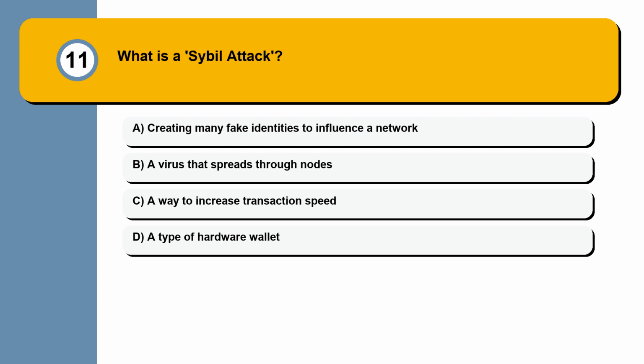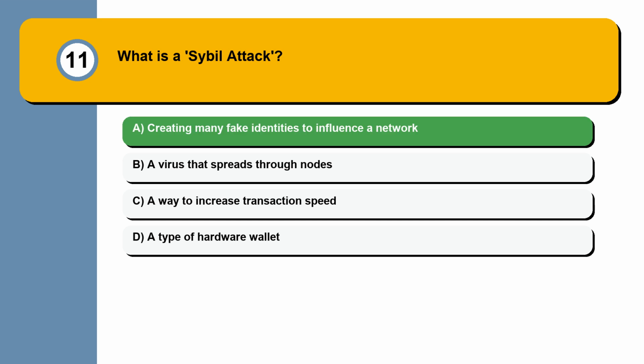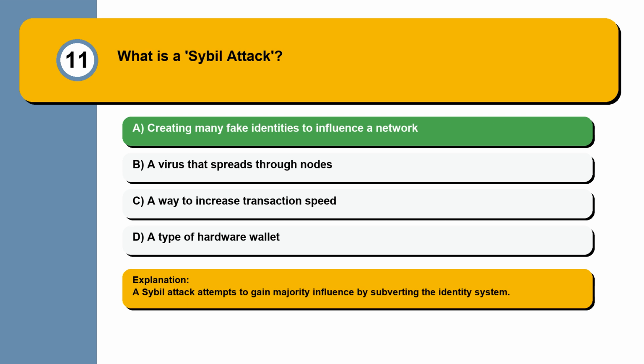Question 11. What is a Sybil attack? Creating many fake identities to influence a network. A virus that spreads through nodes. A way to increase transaction speed. A type of hardware wallet. A Sybil attack attempts to gain majority influence by subverting the identity system.